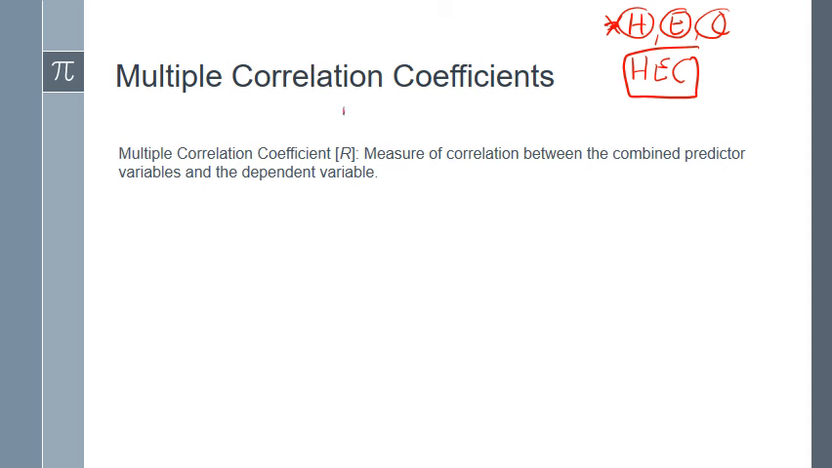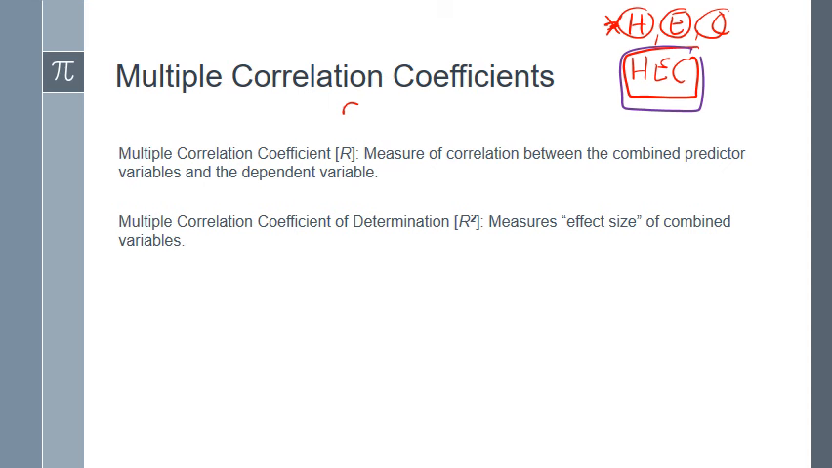So remember, the Pearson was a lowercase r. When you're dealing with multiple regression, the R gets capitalized because you're talking about several predictor variables. So this is the measure of correlation between the combined predictor variables, all of them as a group, and the dependent variable. So that's the multiple correlation coefficient. When we combine height, exercise, and calories together, how well do they predict weight?